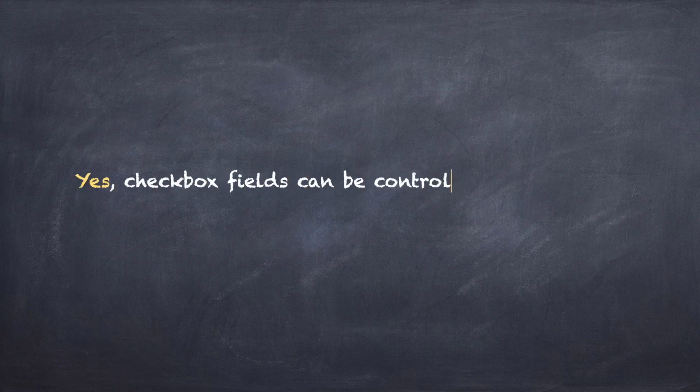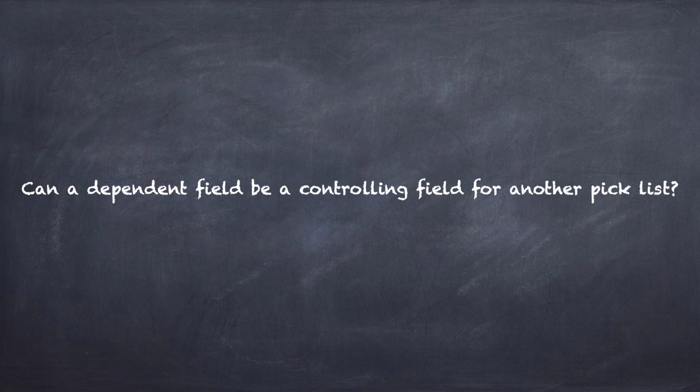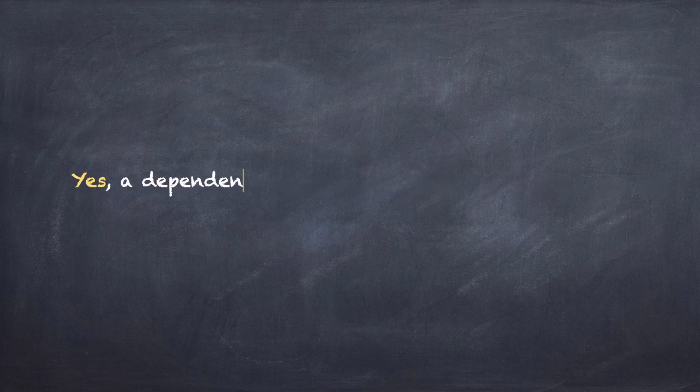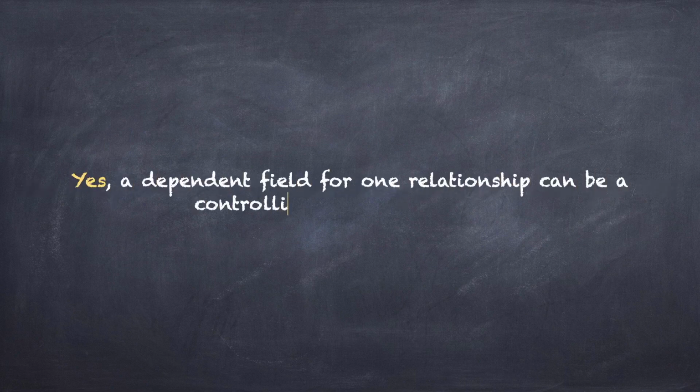Well, yes, checkbox fields can be controlling fields for a dependent pick list. Can a dependent field be a controlling field for another pick list? Well, again, the answer is yes. A dependent field for one relationship can serve as a controlling field for another.